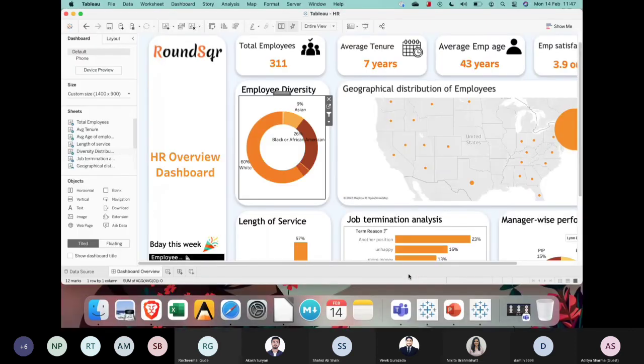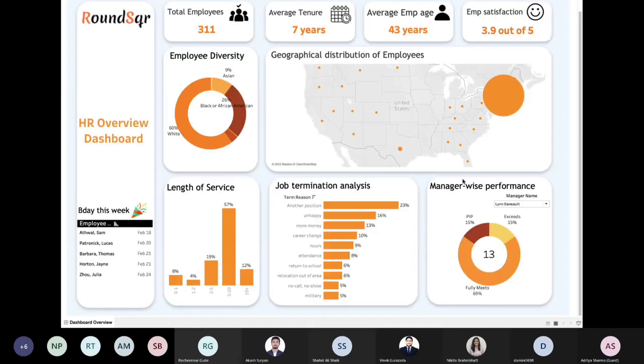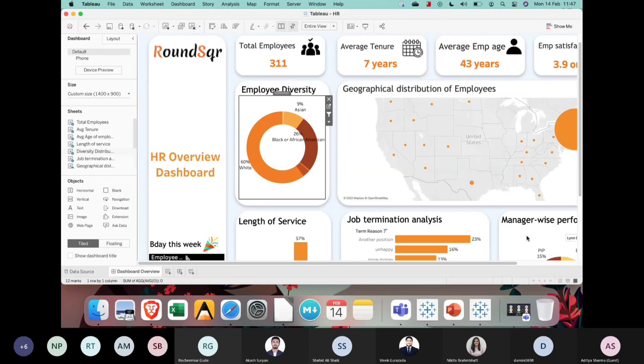Any questions so far for this dashboard? Okay, so far we have covered all these sectors.